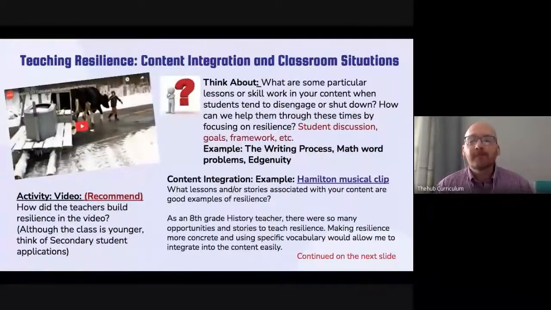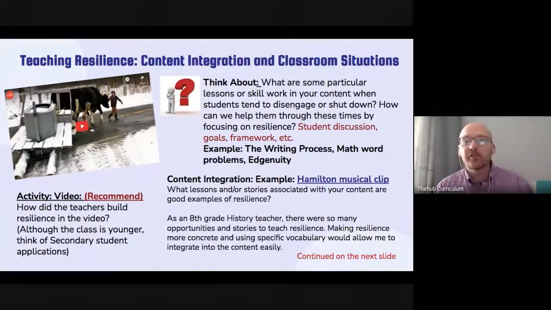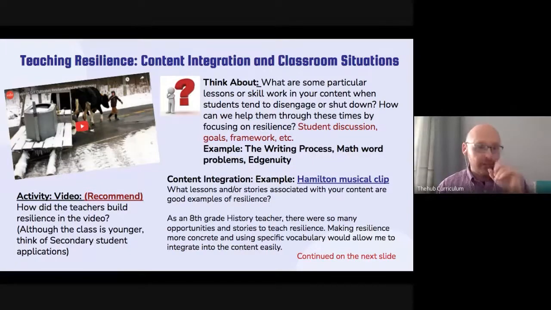And finally, how do we integrate it into our content and our classes? One of the upcoming activities is a video on here that I highly recommend you watch, because even though it's a 5th grade class, you can see both ways, the explicit and the kind of building it into content, that teachers are building resilience in students. So I highly recommend that.